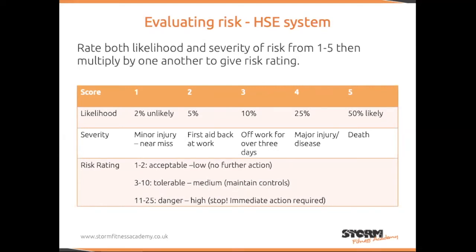And then on the third row, we can see that 3 is just on the cusp of tolerable to medium, which means we can just maintain the existing control measures. If it had a score of 11 to 25, then we know that that's dangerous and we need to change something. The existing control measures aren't good enough.